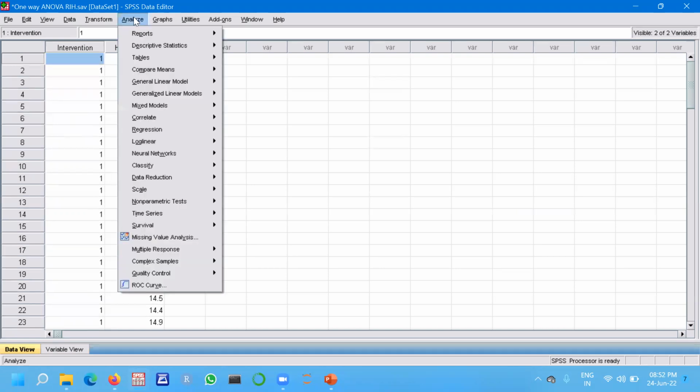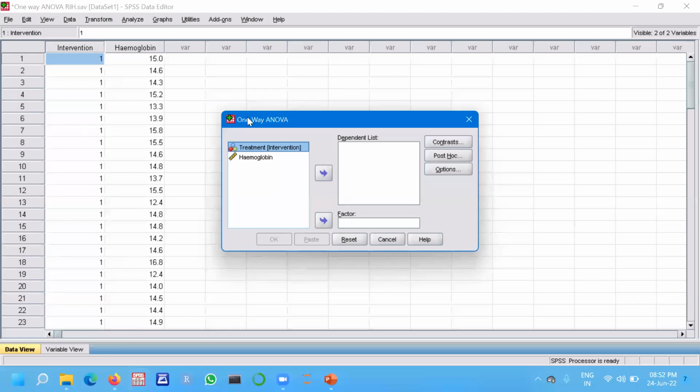Analyze, compare means, one-way ANOVA. Okay. So here, what is the dependent variable? Hemoglobin, isn't it? So that is the variable we are going to test. So the test variable is the dependent variable. Now the independent variable is the intervention. So that is the factor.